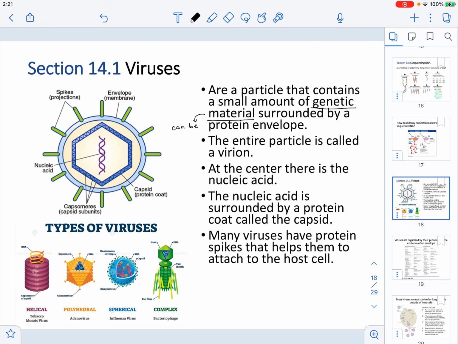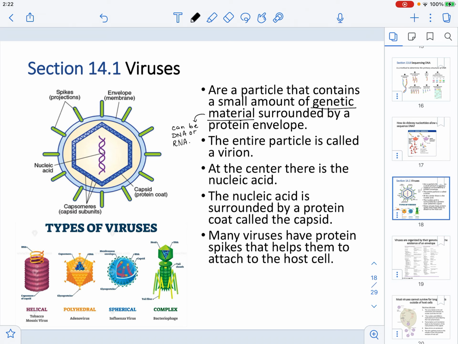can be DNA or RNA. Understand that another word for virus is going to be virion.